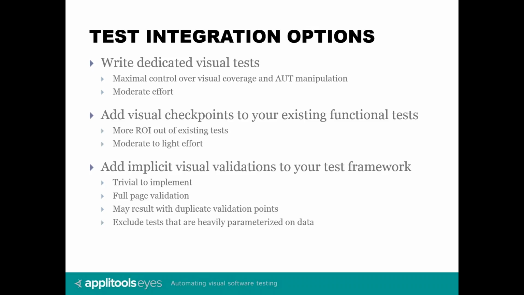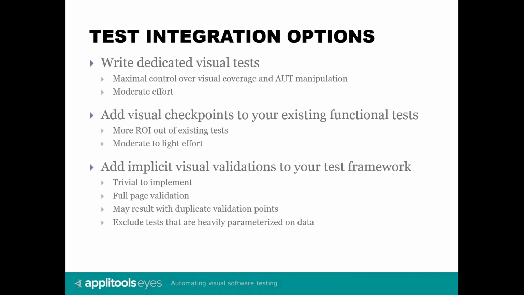Now, the second option, and many teams go for that, is to add visual checkpoints to your existing functional tests. So you already have tests that walk through your application and check functionality. You can just add those check window instructions within them at the places where you want to validate the page, just like we did in the demo before.